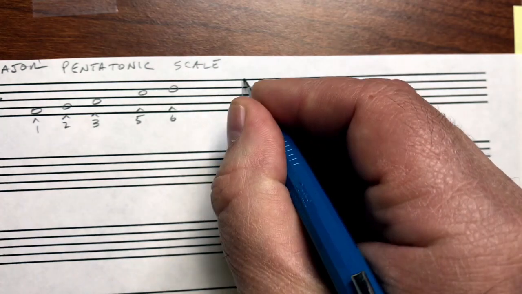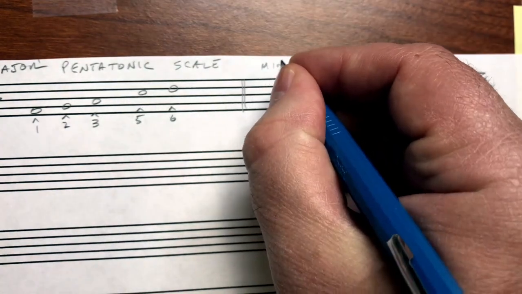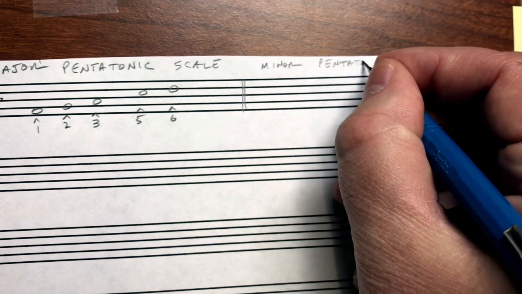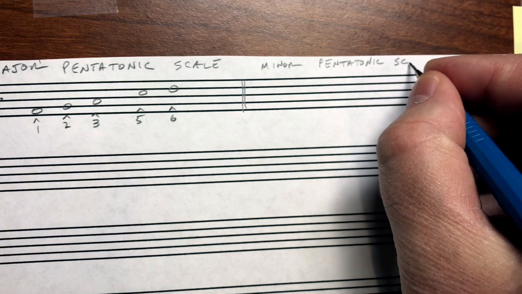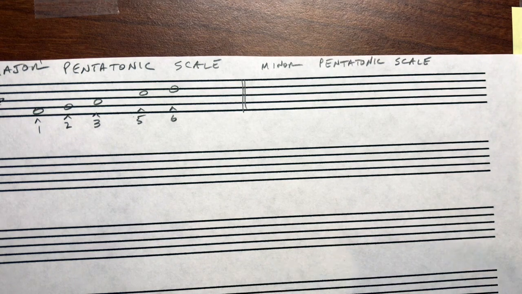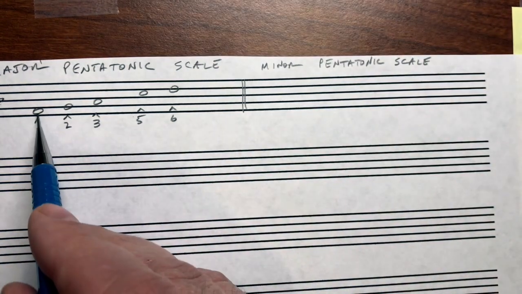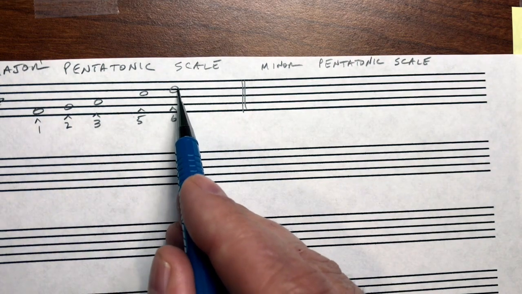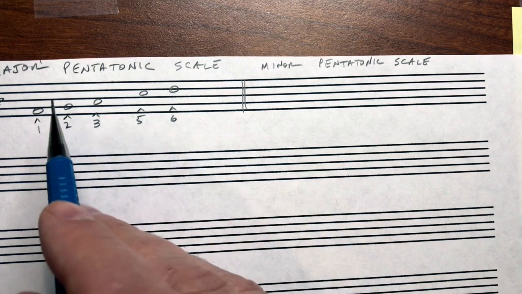The minor pentatonic scale is simply a mode of the major. In the same way that the minor scale is relative to the major scale because they share the same pitch collection, but the minor scale starts on the 6th scale degree of the major, the same is true of the pentatonic collection. If this is the parent scale, then starting on scale degree 6 would give us the minor pentatonic scale.